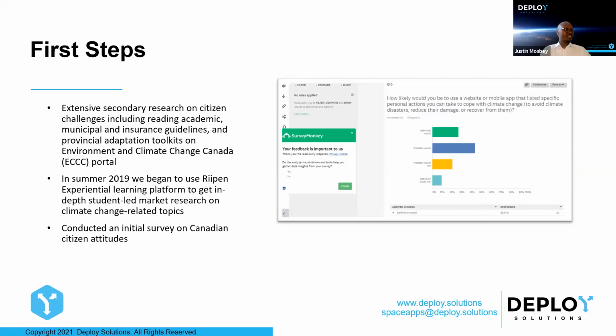In summer 2019, we began to use Ripen, an experiential learning platform, to get in-depth student-led market research on climate change related topics. And that's how I joined the climate change project. I'm an alumni of Smith School of Business at Queen's University. I graduated last year, and I'm from Nairobi, Kenya. And as an international student, it was an academic requirement to do a market research for a North American company. I did my co-op with Deploy Software Solution on climate change project while studying full-time.